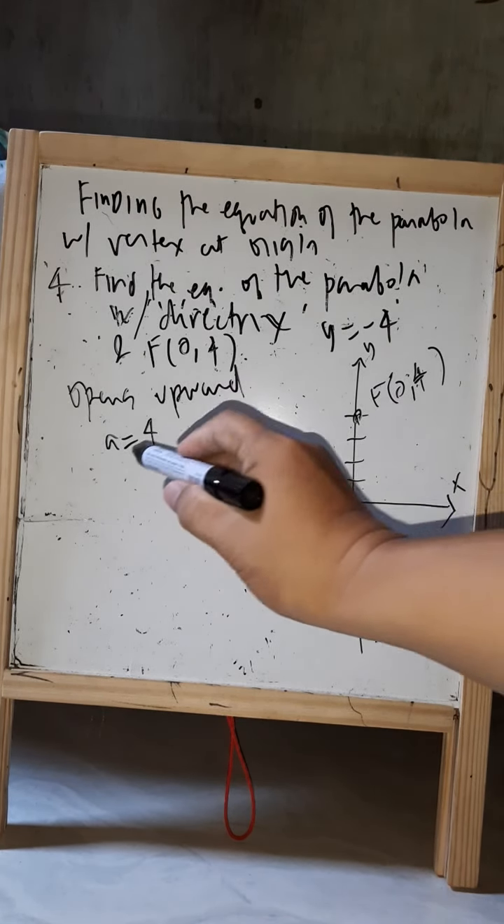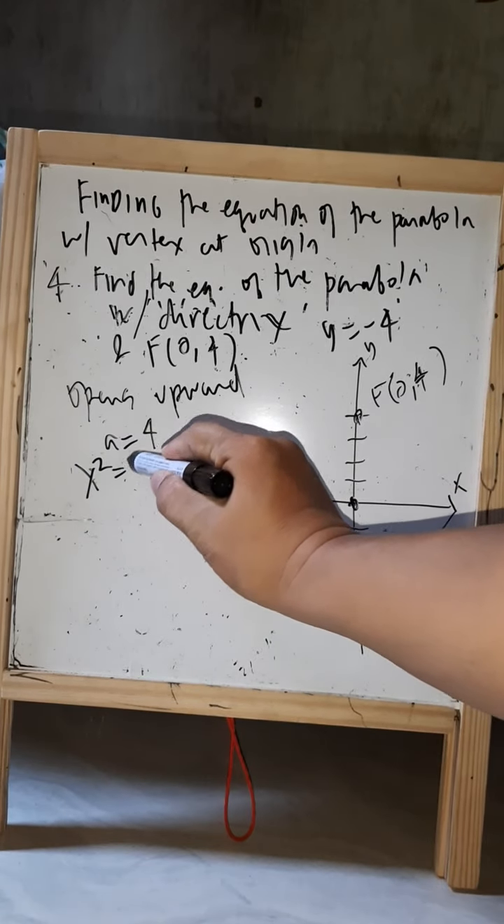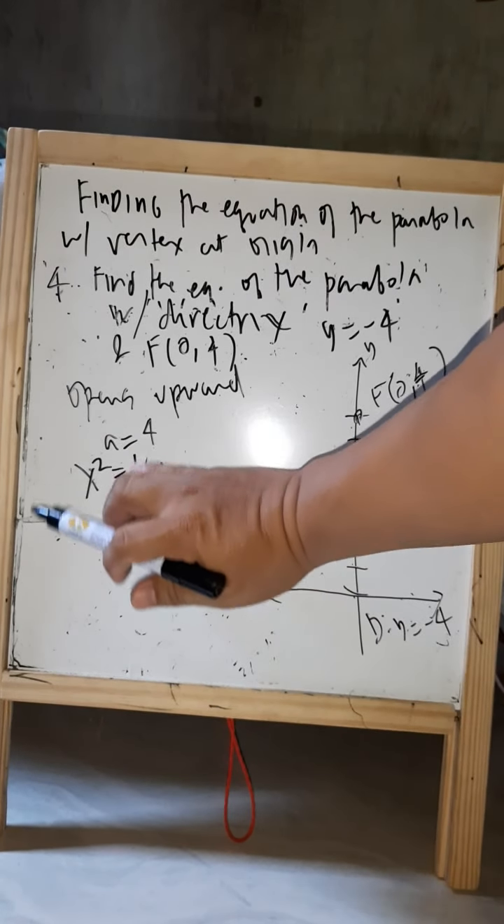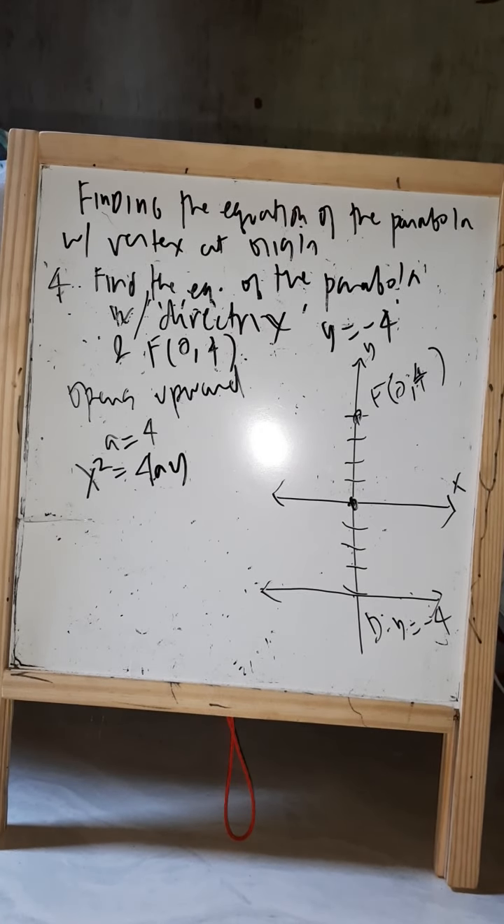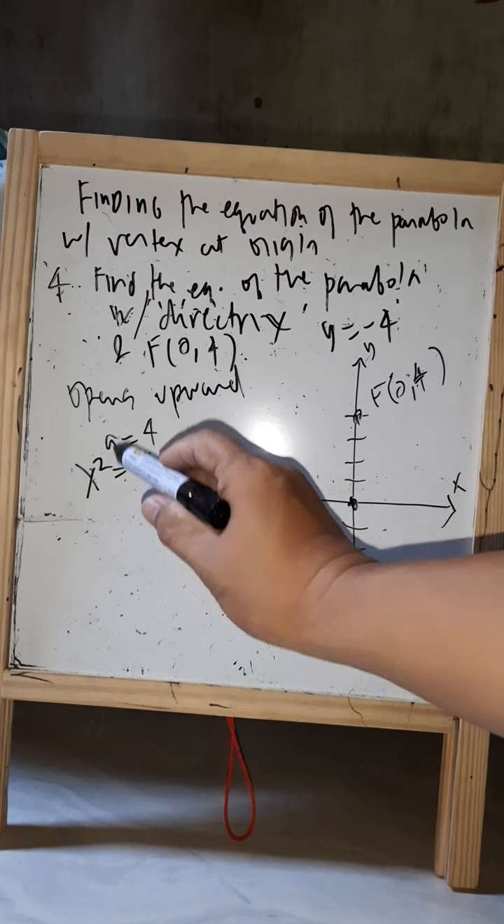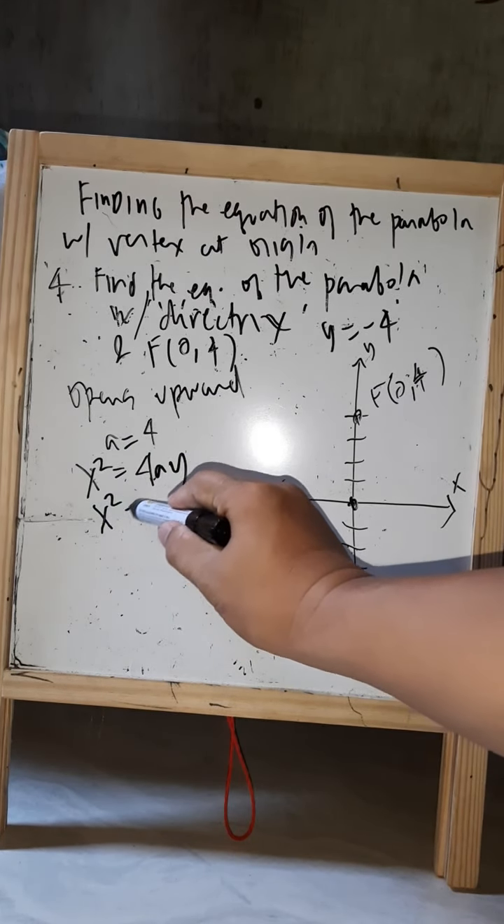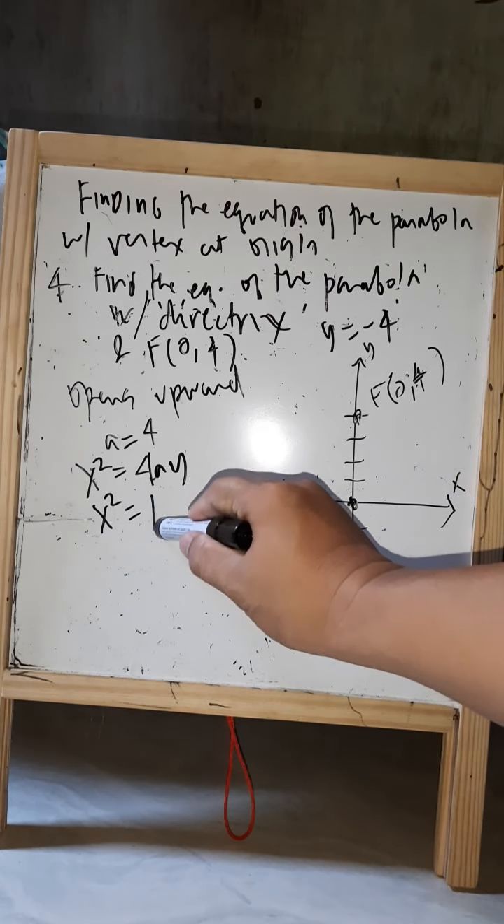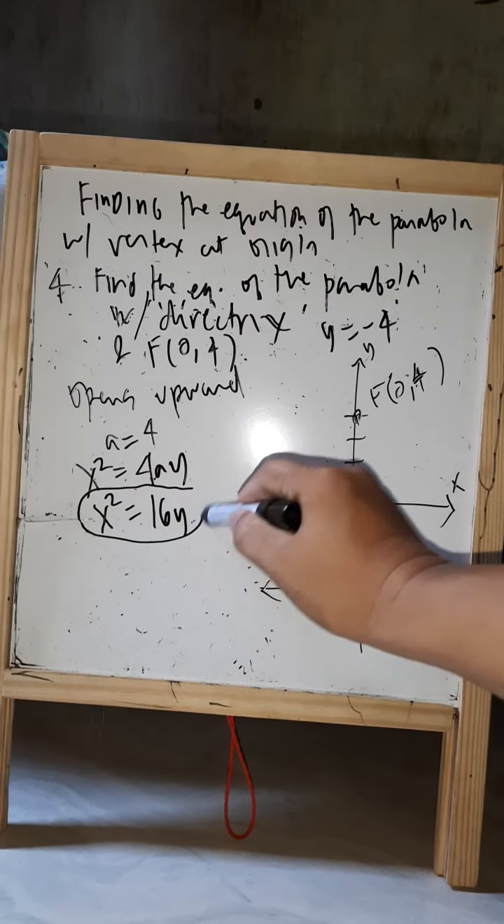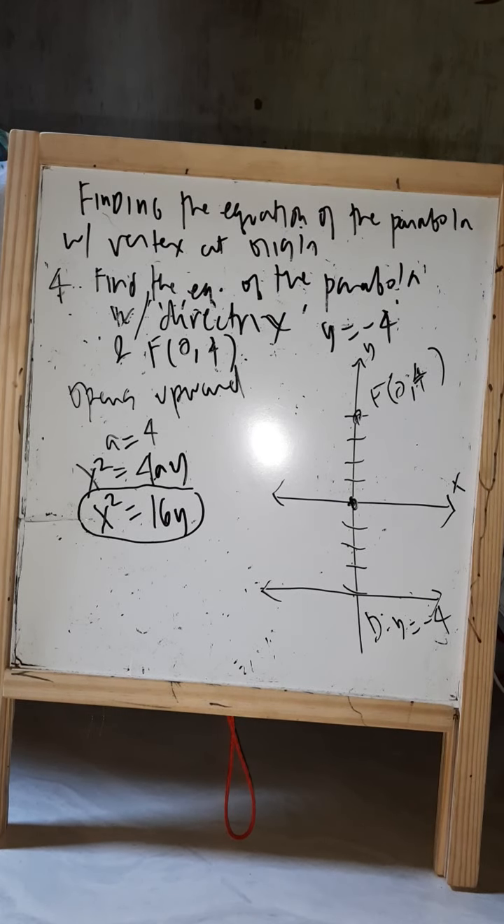If this is a parabola that opens upward, it takes the equation x squared equals 4ay. That is the equation of the parabola with vertex at the origin opening upward. So we can now solve the equation. Substitute a by 4: 4 times 4 is 16y. So the equation of this parabola is x squared equals 16y.